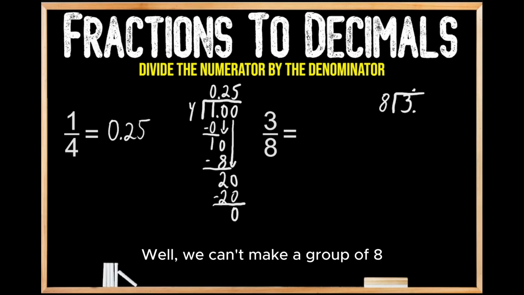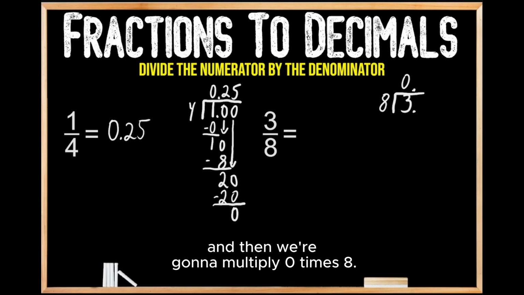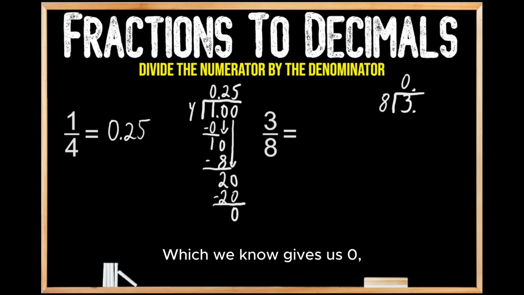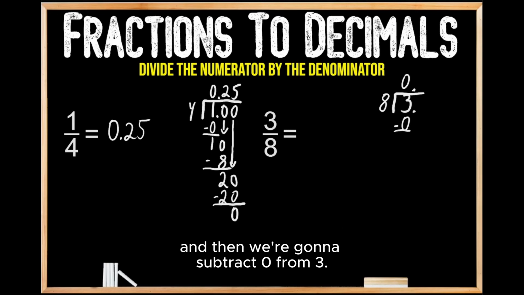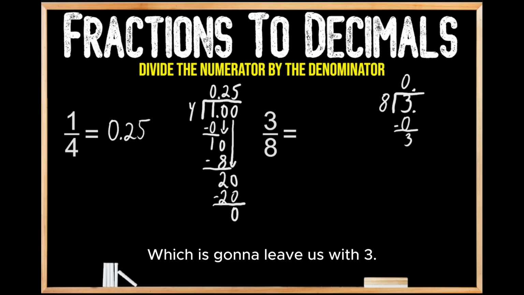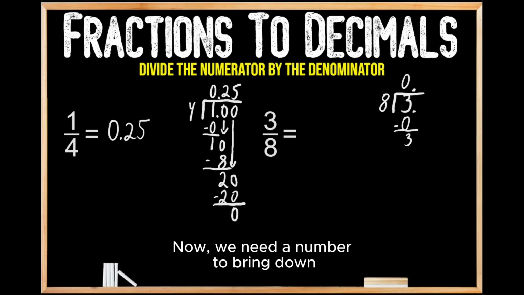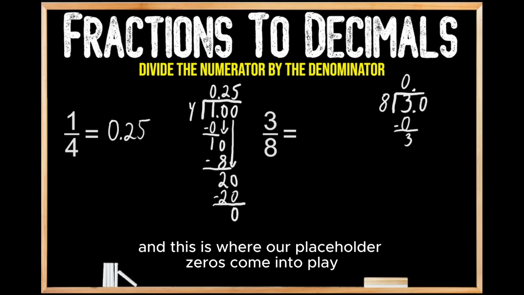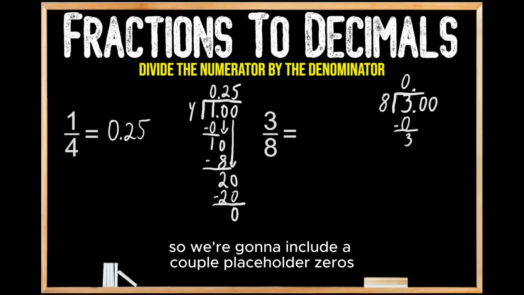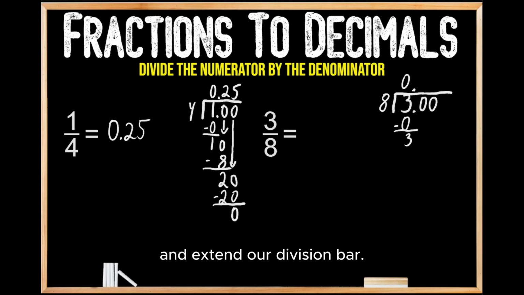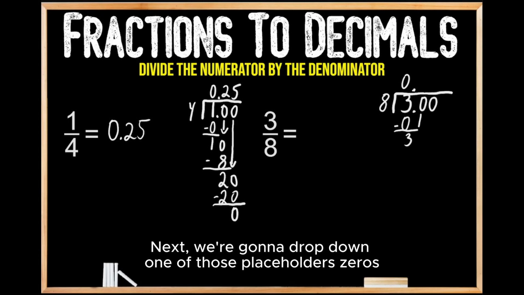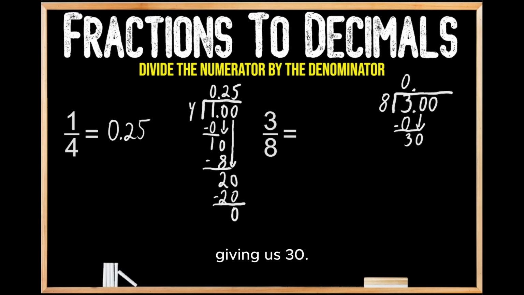Well, we can't make a group of 8 out of 3, so we're going to write a 0 up top, and then we're going to multiply 0 times 8, which we know gives us 0, and then we're going to subtract 0 from 3, which is going to leave us with 3. Now we need a number to bring down, and this is where our placeholder zeros come into play. So we're going to include a couple placeholder zeros and extend our division bar. Next, we're going to drop down one of those placeholder zeros, giving us 30.